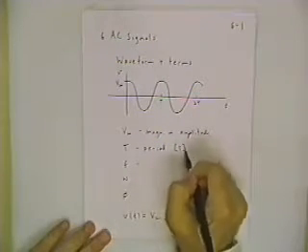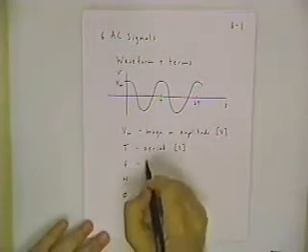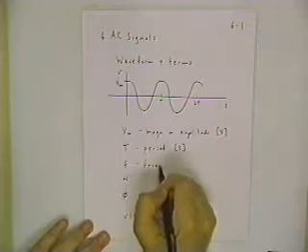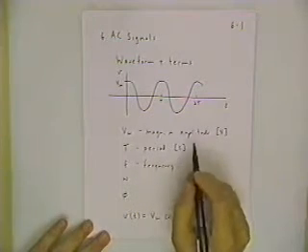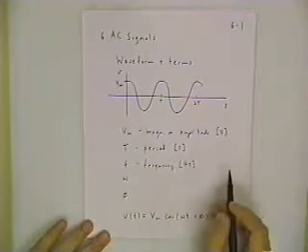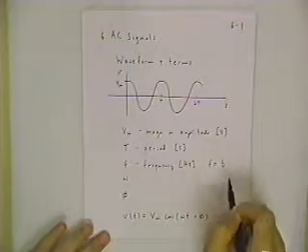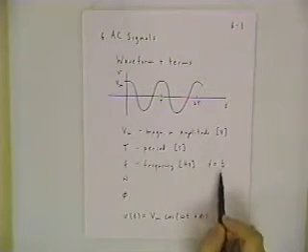That's measured in seconds. Of course, voltage amplitude would be measured in volts. f is called the frequency. It tells you how many cycles per second you go through. It's in hertz. And the first relation between these is that frequency and period are just inverses of each other.